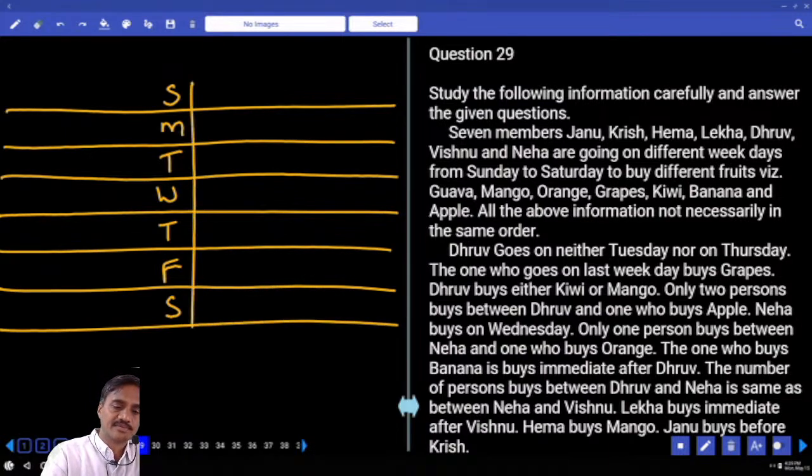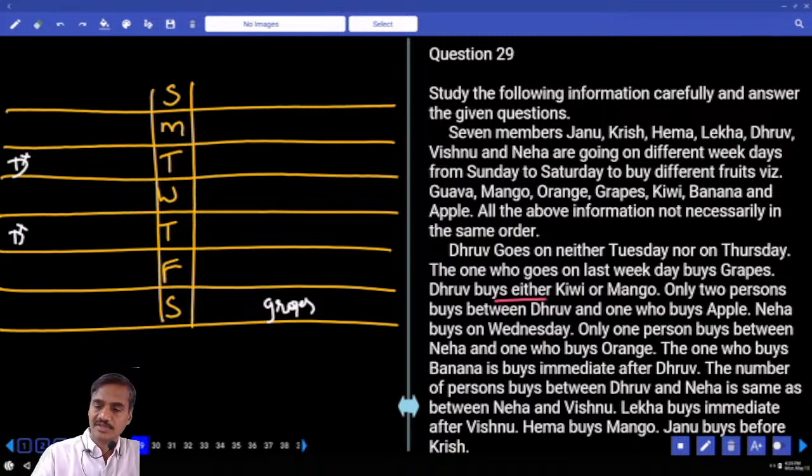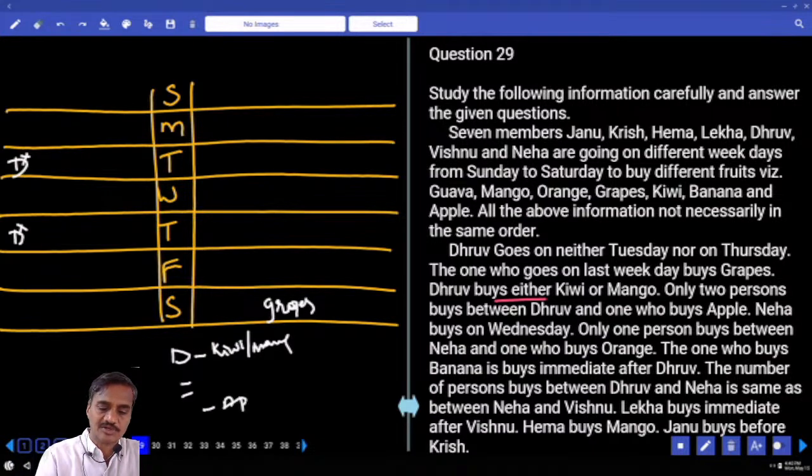Then coming to condition number 1. According to condition number 1, Dhruv neither goes on Tuesday nor on Thursday. Now Tuesday and Thursday are ruled out. And the one who goes on the last weekday, that means Saturday, buys grapes. Dhruv buys either kiwi or mango. Only 2 persons between Dhruv and the one who buys apple, in any order.